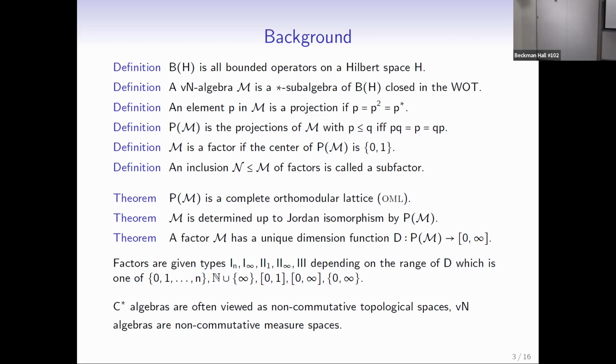Now, a couple of basic facts that we need is that the projections of a von Neumann algebra form a complete orthomodular lattice.